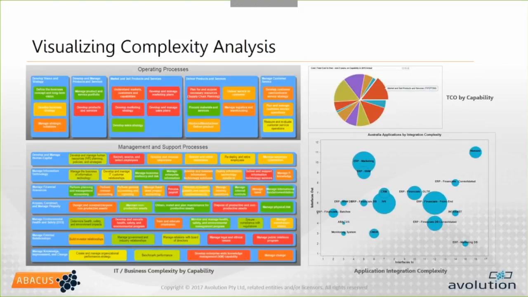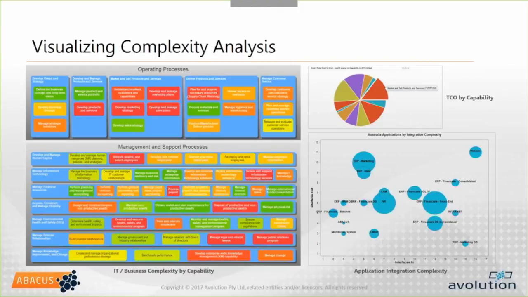We can see, for example, that market and sell products and services, you can probably just about make that out if you squint, accounts for, I'm not sure how much it is, probably about 12% of the overall cost. But we can also see from the heat map that that particular capability is an area of very high complexity. So it's likely that there might be some duplication there, and there might be some benefits we could go after.